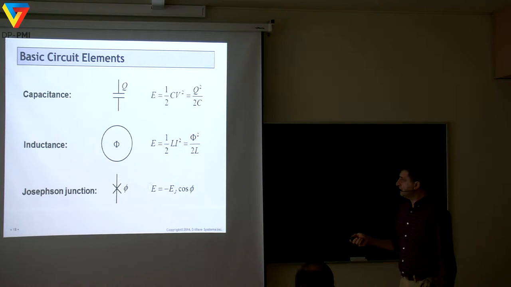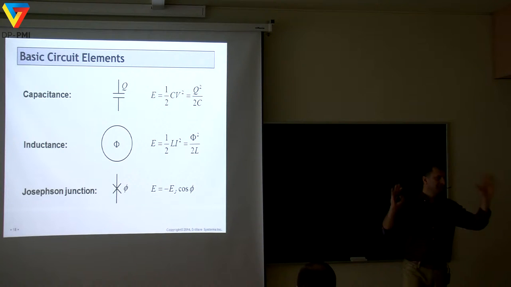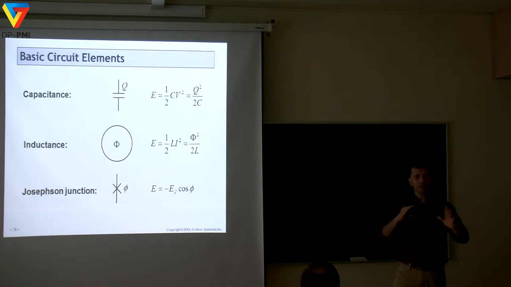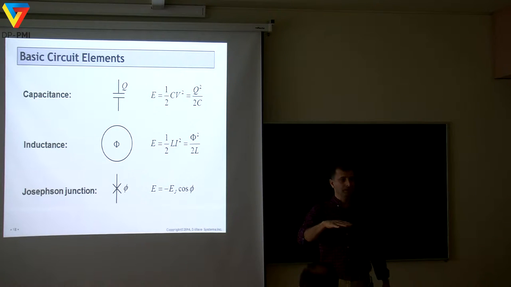And therefore, the energy of a Josephson junction is some constant times cosine of the phase. Just take it as a fact. I don't expect you to get more than this, but superconductors have this property, and actually that's the basis of superconductivity, that the whole superconductor has a constant phase, a uniform phase, which in metals you don't have.